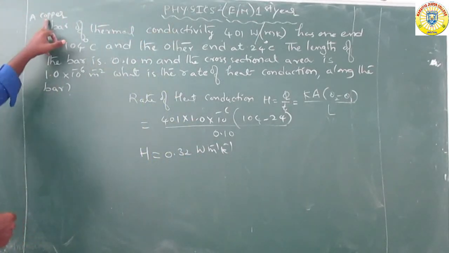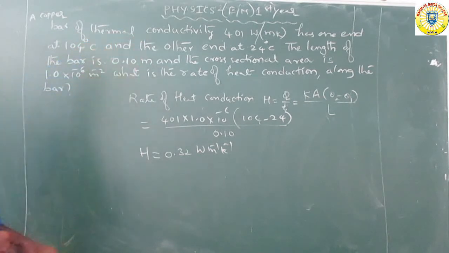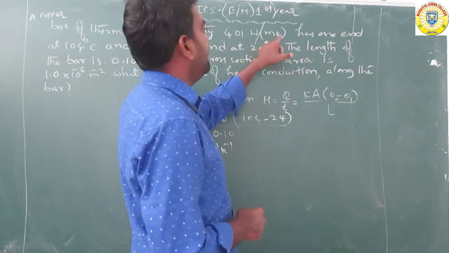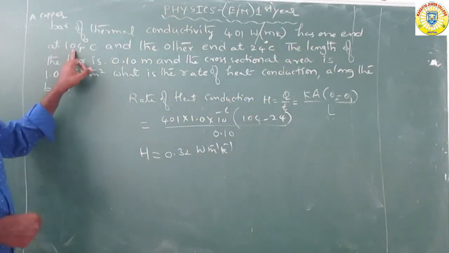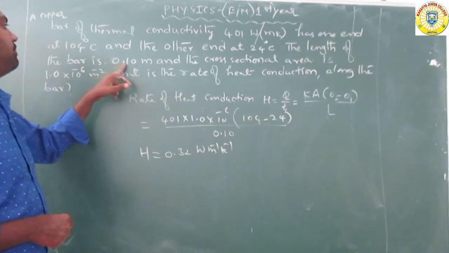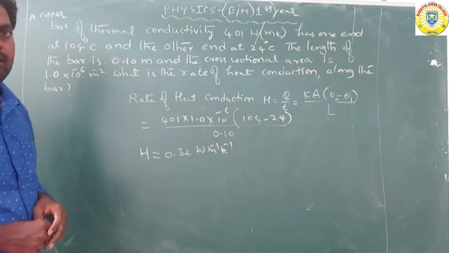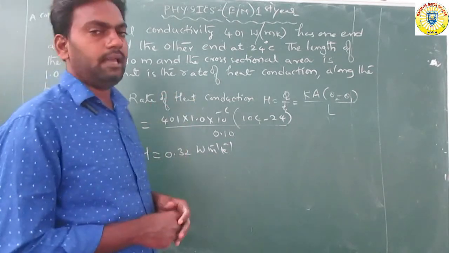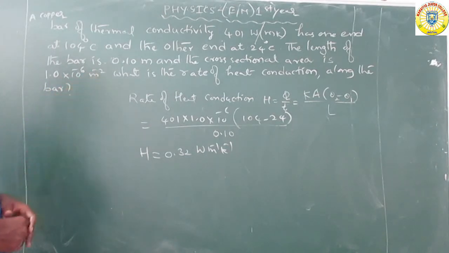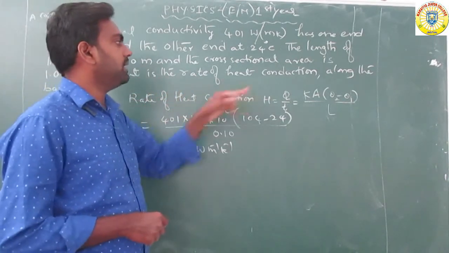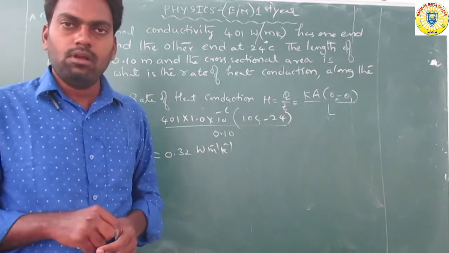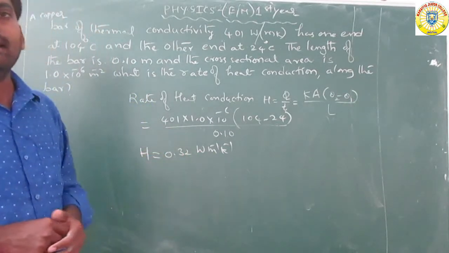A copper bar of thermal conductivity 401 watts has one end at 104 degrees C and the other end at 24 degrees C. The length of the bar is 0.10 meters, and the cross-sectional area is 1.0 x 10^-6 square meters. What is the rate of heat conduction along the length of the bar?